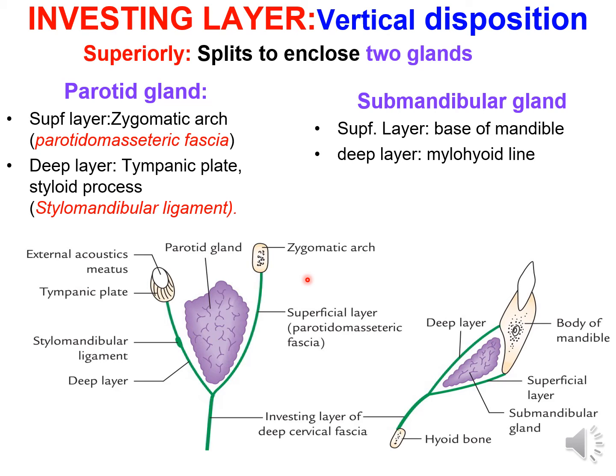So, please remember, on tracing vertically, the investing layer will enclose inferiorly two spaces, the suprasternal space medially and the supraclavicular space laterally. On tracing superiorly, it will split to enclose two glands, the parotid gland and the submandibular gland. And on horizontal tracing, it will split to enclose two muscles, that is the sternocleidomastoid and the trapezius muscle, forming the roof of the triangles of the neck in between the two muscles.